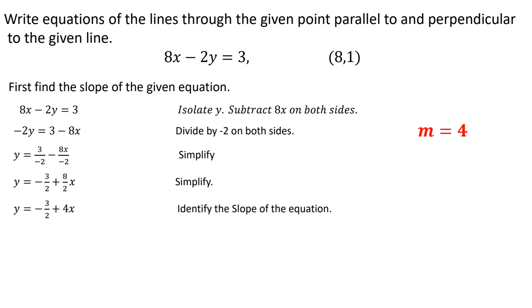So the only piece of information that I'm interested in is the 4 here, since it's multiplied to the x. This 4 is representing my slope. So to get a line that is parallel to this given line, that line has to have a slope of 4 with a different y-intercept. So let's go ahead and do that.